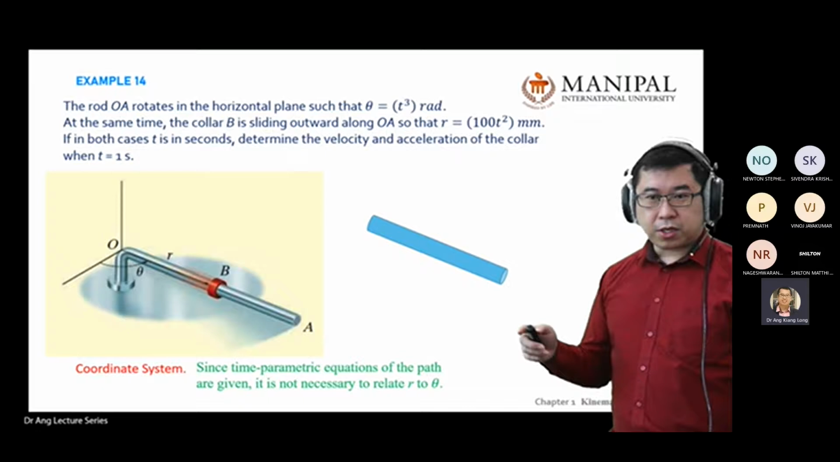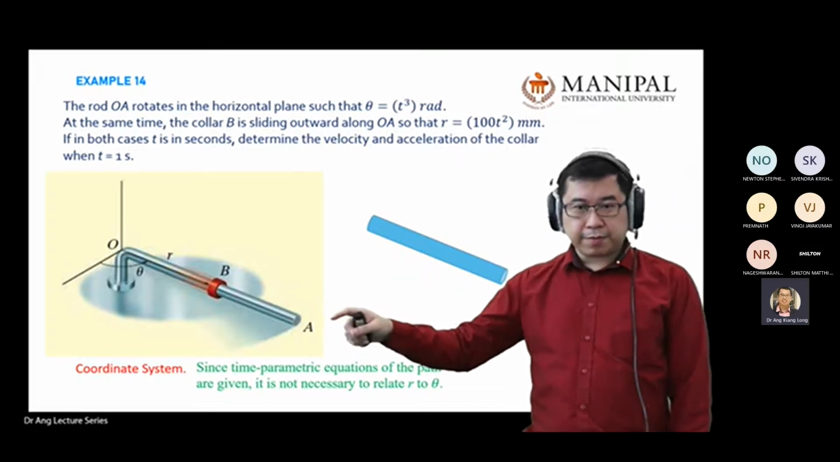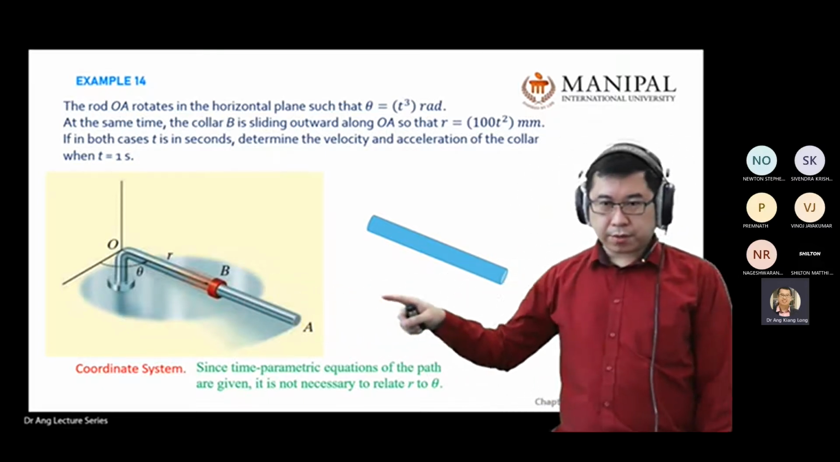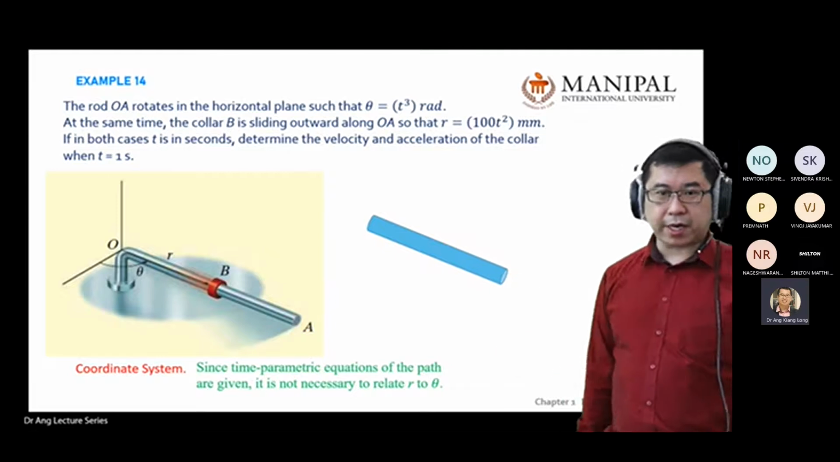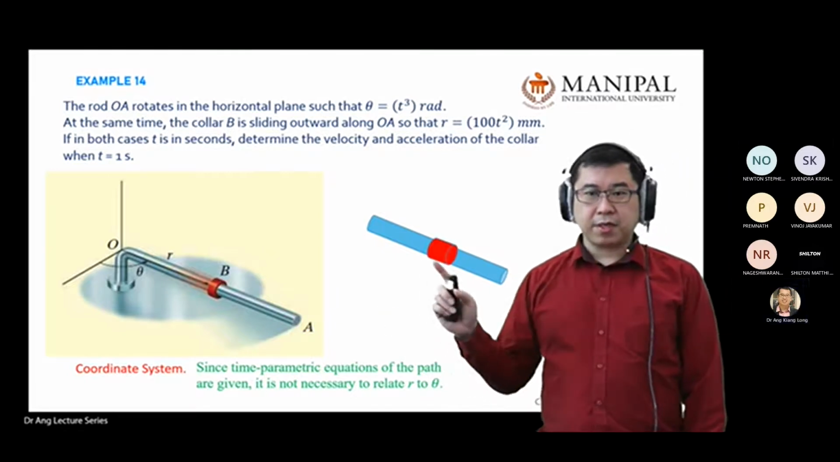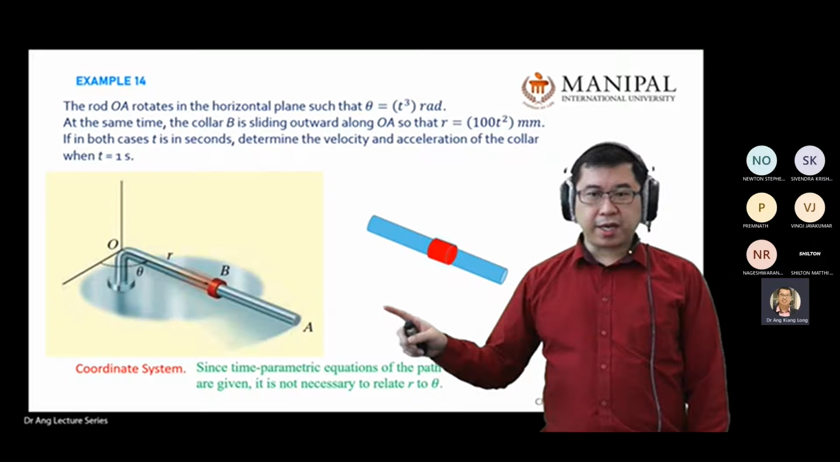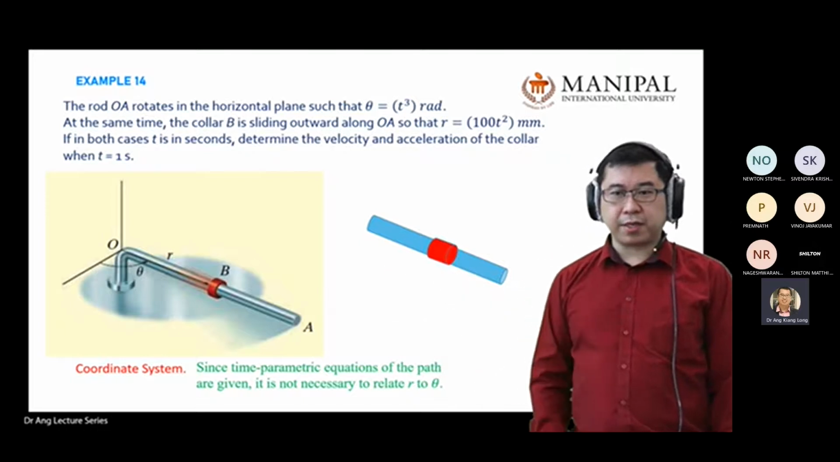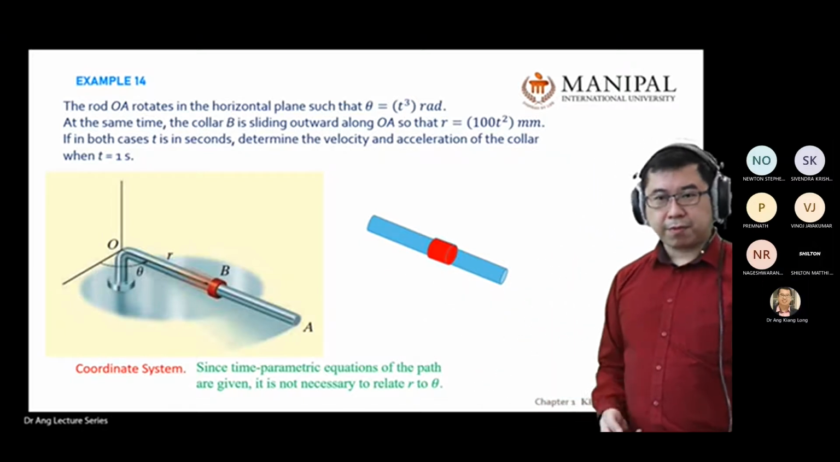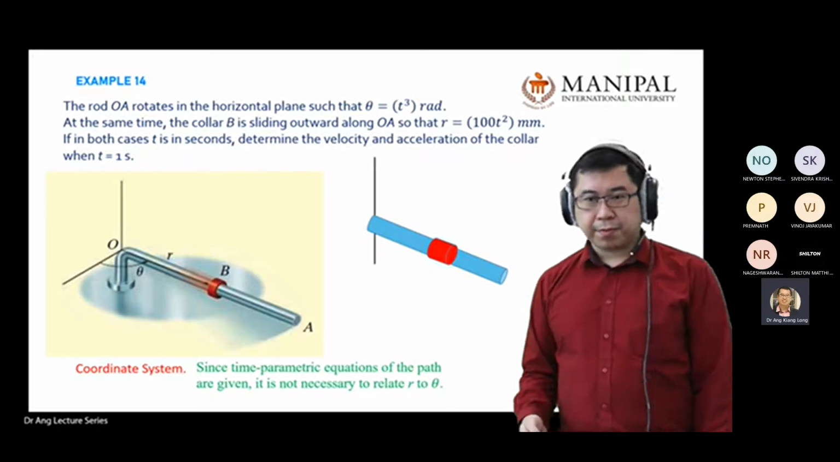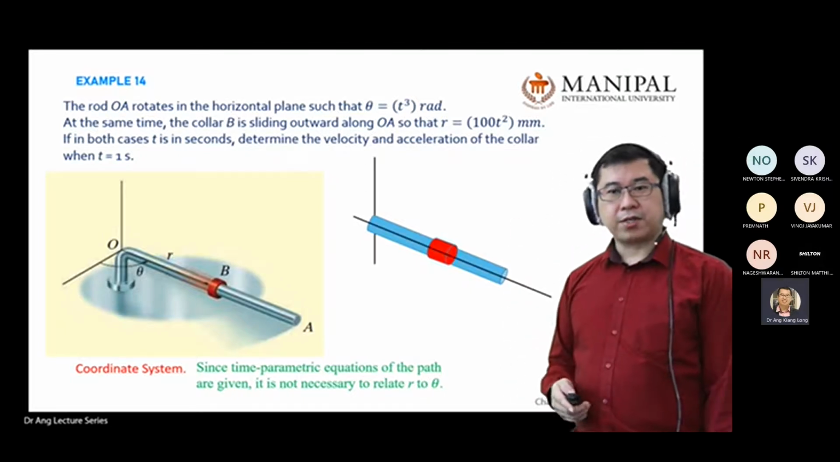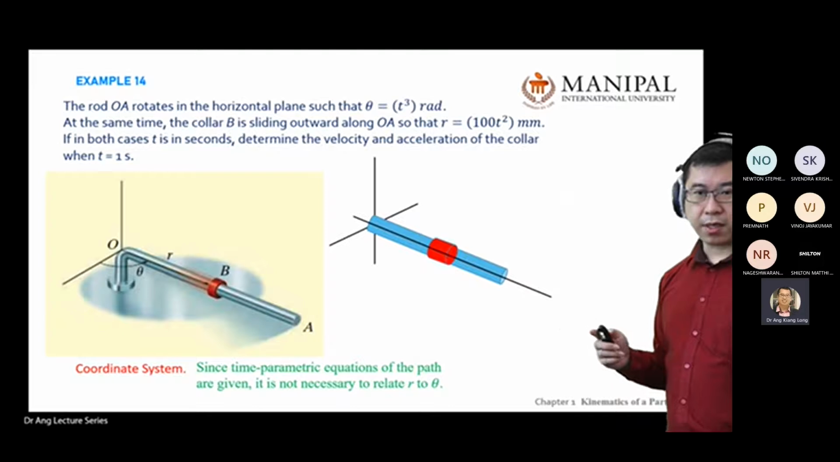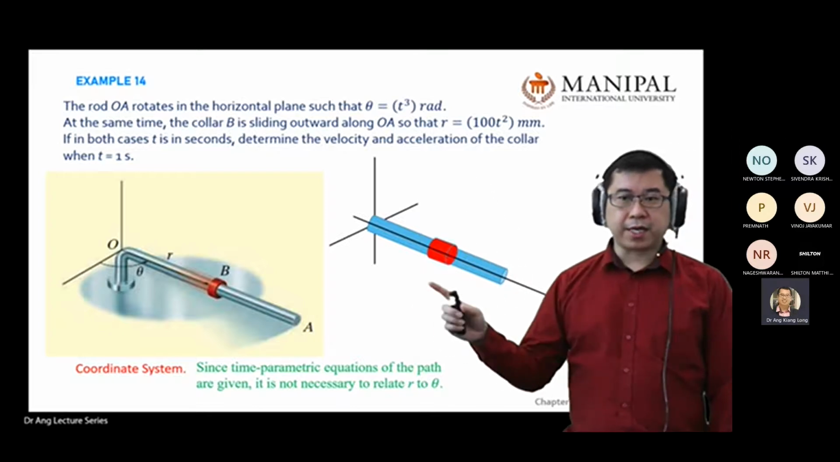All right. So I will just draw the scenario. I draw the rod and I input the axis. I have the rod OA and the collar B as a schematic diagram. So I put in my axis as usual.